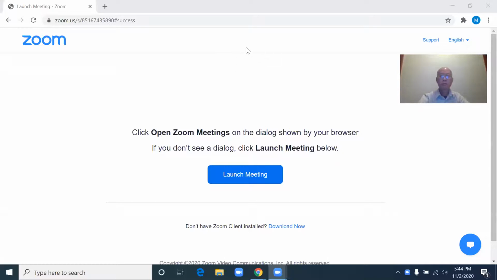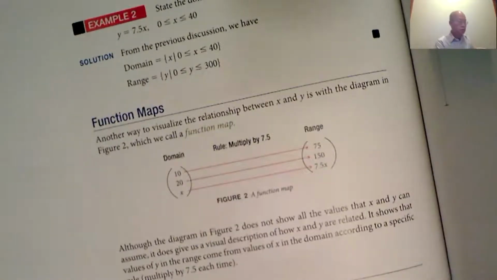Section 3.1 of Melham's Math 120 online at CSM. Okay, so in section 3.1, we'll be talking about something called functions.